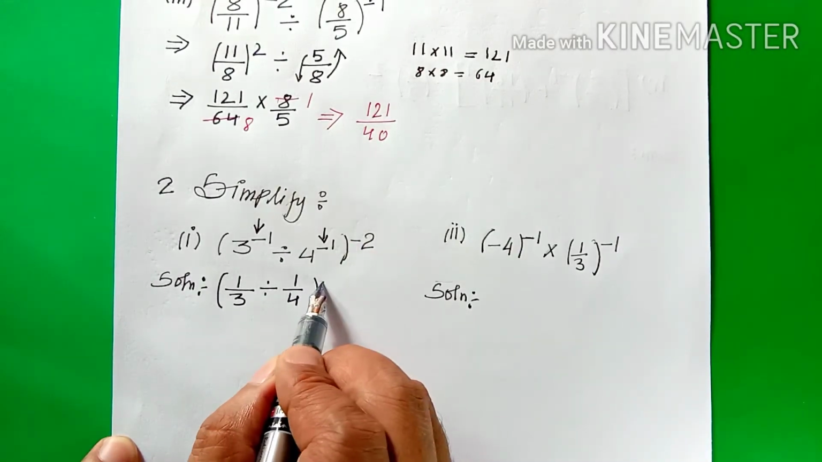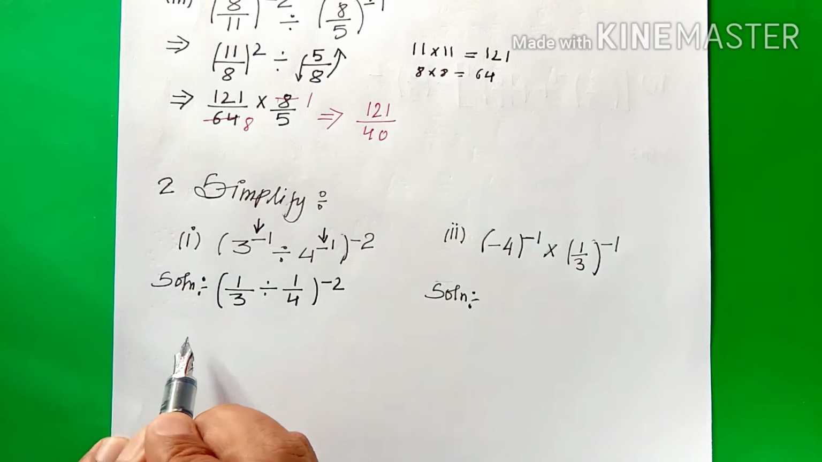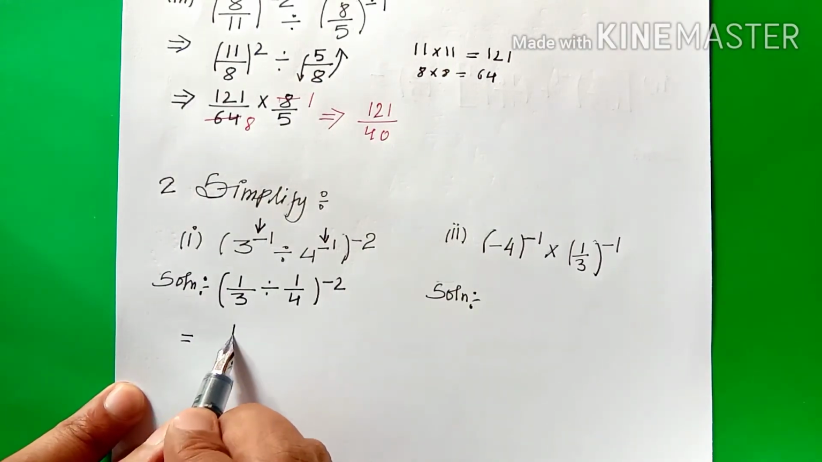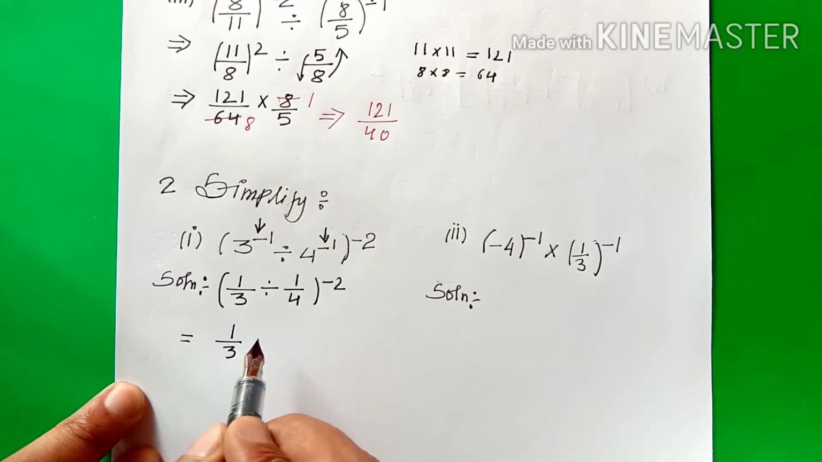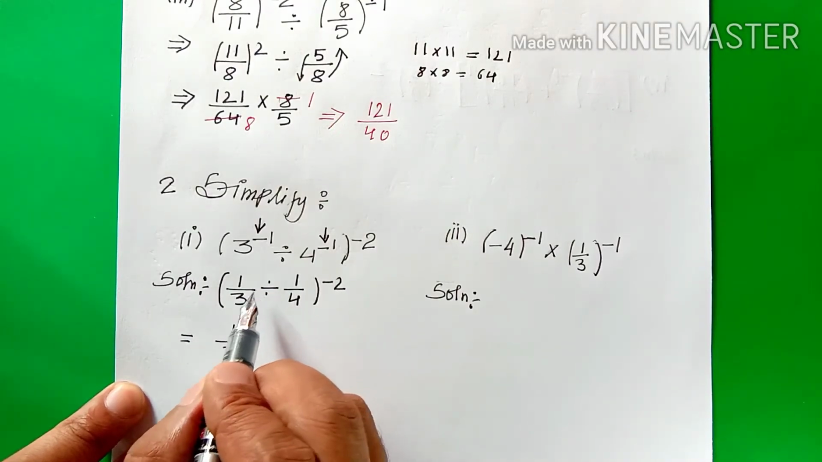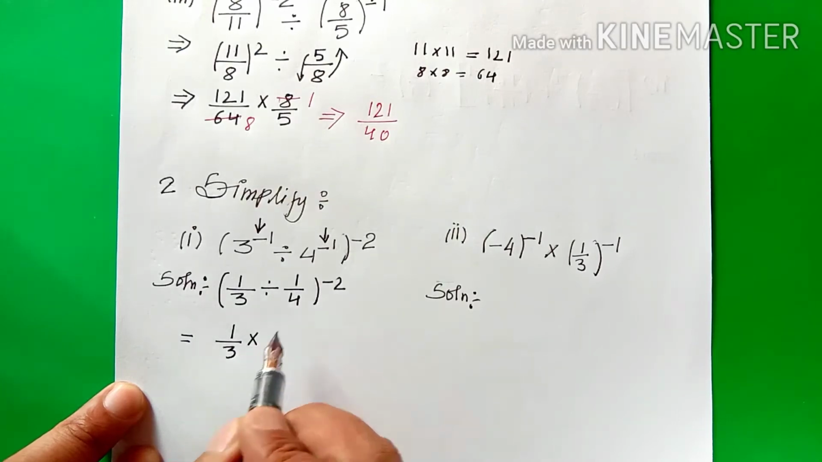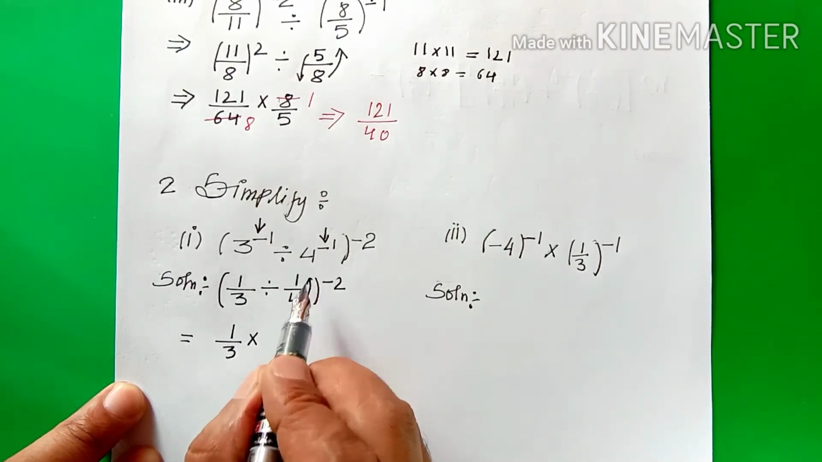Again, here we have minus 2. Now within the bracket, you can simplify here. That will give here, again, 1 by 3 to the power. Okay, here we can see a division. Division takes a multiplication. At that time, this will again take the reciprocal.